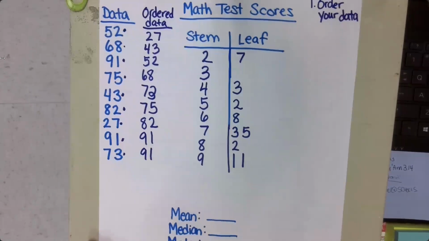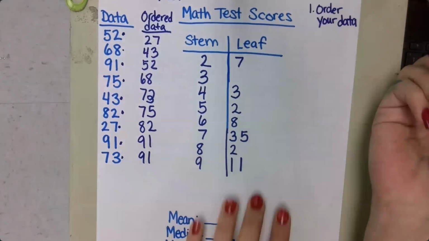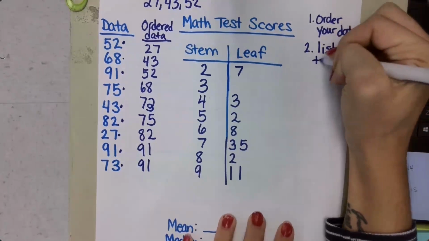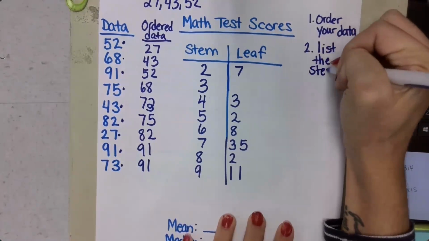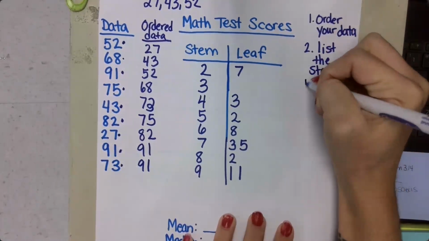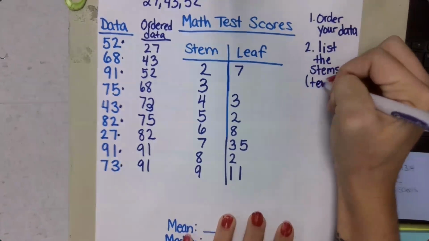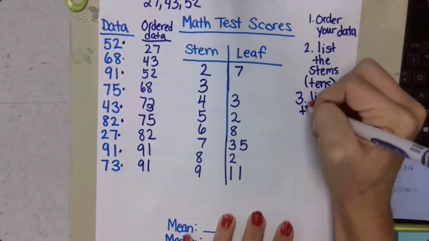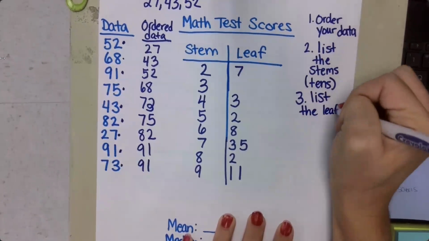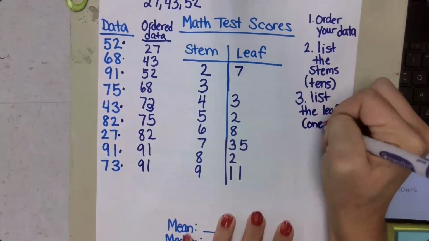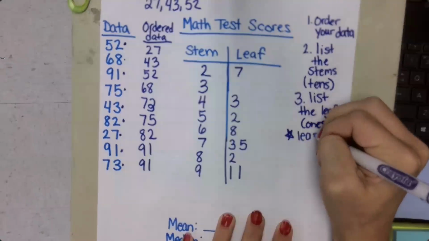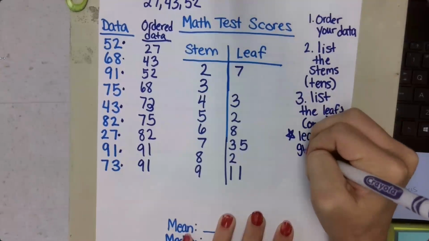Let's look at some questions that we can answer based on our data. So after we ordered our data, we listed these stems, which are the numbers in the tens. Then we list the leaves, which are the numbers in the ones. Very important to go least to greatest.